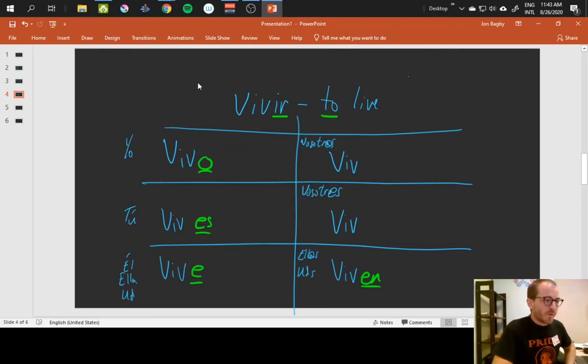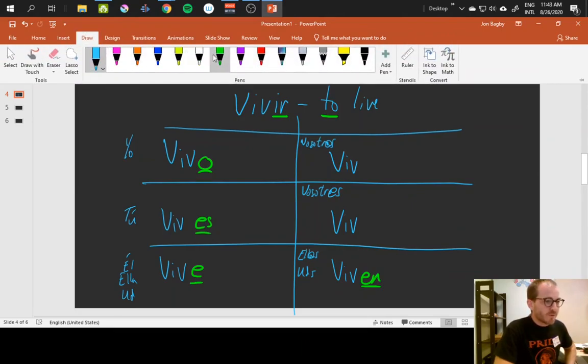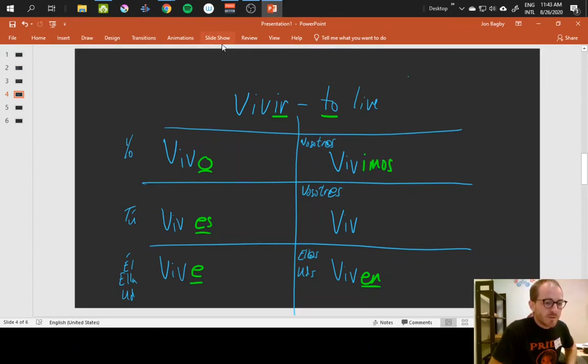But for the ER to IR transition, the only thing you have to worry about is the nosotros form and the vosotros form. Because where the ER went to emos, the IR is going to go to imos in the nosotros form. And then in vosotros, the ERs went to E with an accent IS, which went áis. And this is just going to be I with an accent S. So ís. All right, so yo vivo, I live.